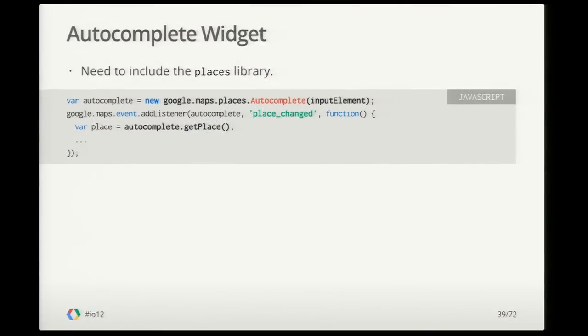And this is really easy to implement. All that needs to be done is that you need to include the places library when you load the Maps API. And then you can just instantiate the Google Maps Places autocomplete and pass it the input element that you want to turn into an autocomplete widget. And then you just listen to the place change event on that widget. And then when a user selects a particular place, you can get the structured information out.